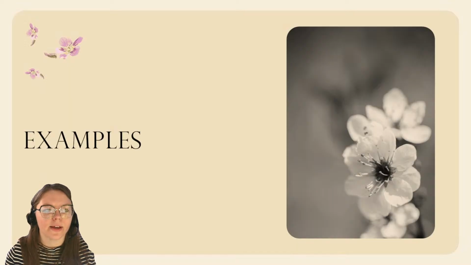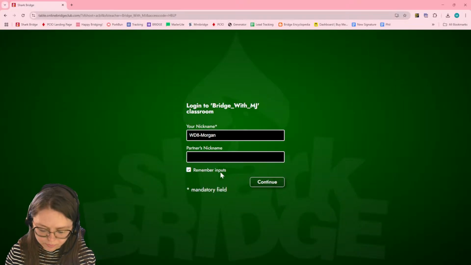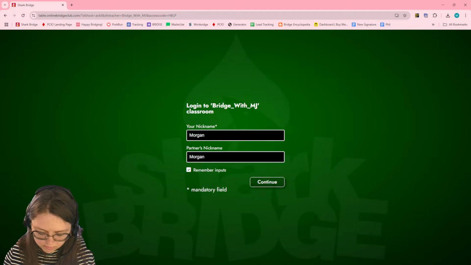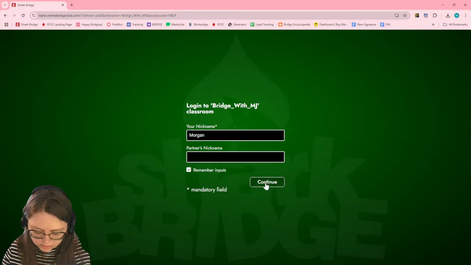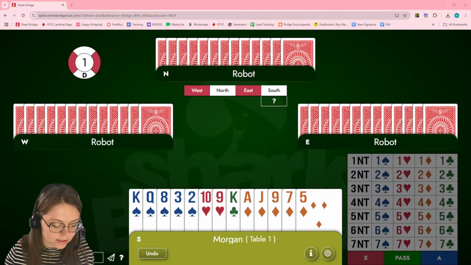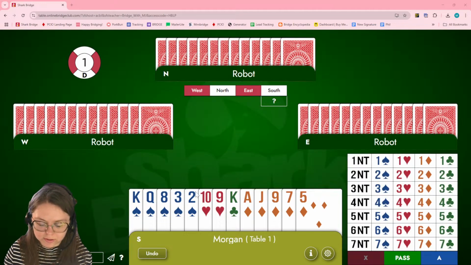Let's take a look at a couple of examples. So I am going to get into my little shark bridge here. Oh, leave this blank. Sorry. Okay, so now I've gotten in. Amazing. It's incredible how finicky these things are. So we are going to just get started with this and see how this all shakes out.